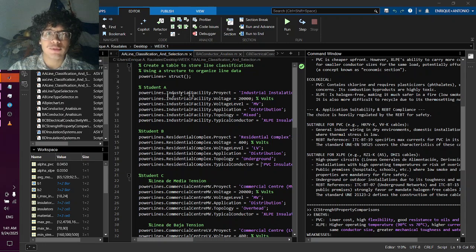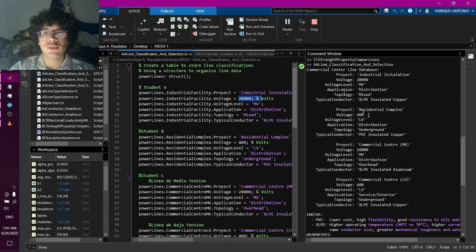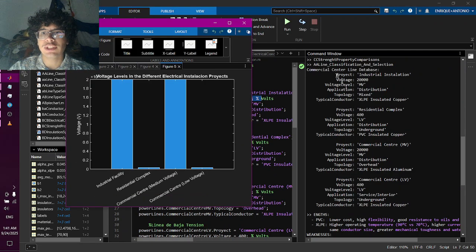To classify them, we have used structures, organized lists that can handle different data types. So we can store variables as strings of characters or as numbers, which makes it useful for organizing it. Once we run this program, you can see that the struct is printed out here to console, and it also makes this figure comparing the different electrical installations and their voltage.